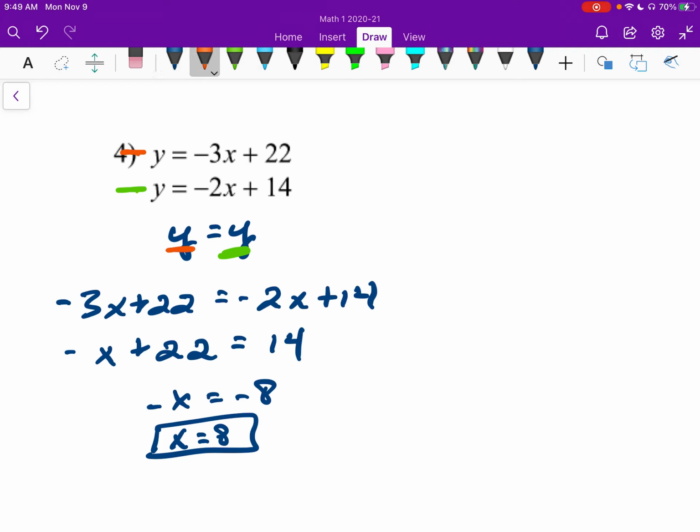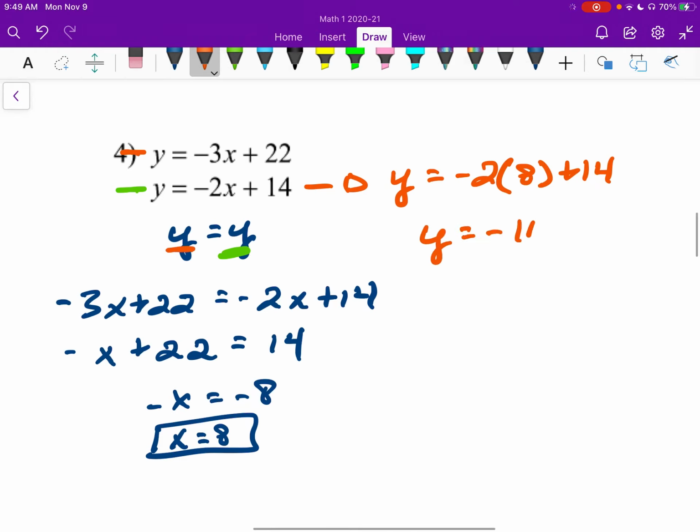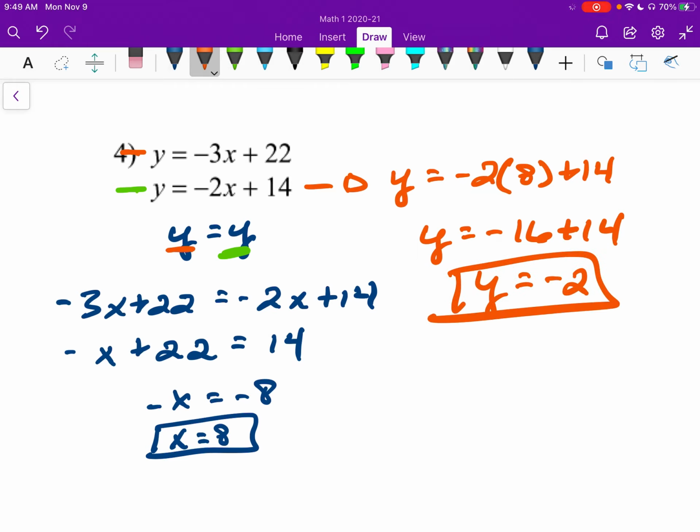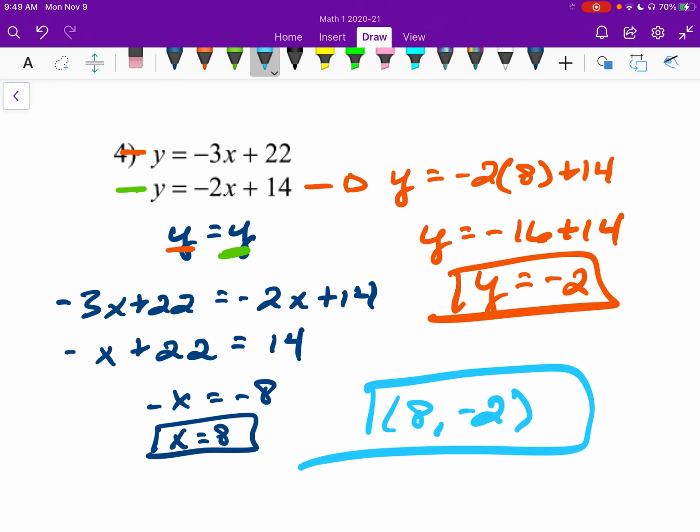All right. I need to plug into one of my equations. I'm going to pick the bottom one because I like 2 more than 3. So y equals negative 2 times 8 plus 14. So y equals negative 16 plus 14. y equals negative 2. See, I told you that there was going to be one without both of them being equal to 0, or one of them being equal to 0.